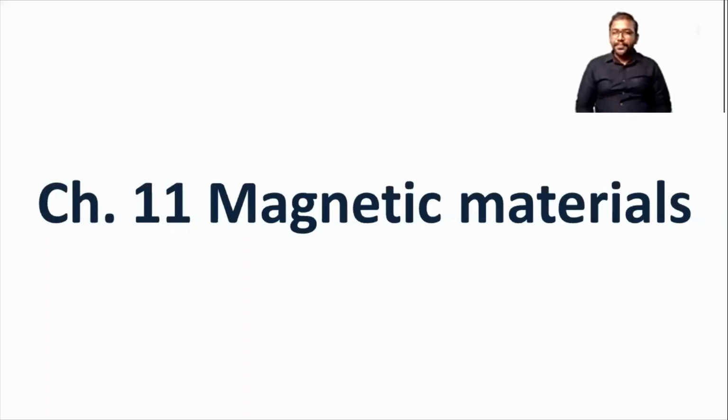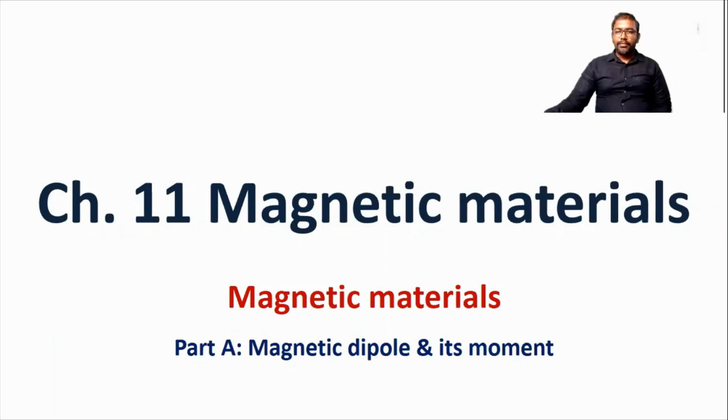Hello student. In today's session, we have to start a new chapter from Physics of 12th standard, Section 2, and it's chapter number 11, Magnetic Material. This chapter, Magnetic Material, we divided into two parts. The first part is related to the magnetic dipole and its moment, and the second part is about the magnetic material.